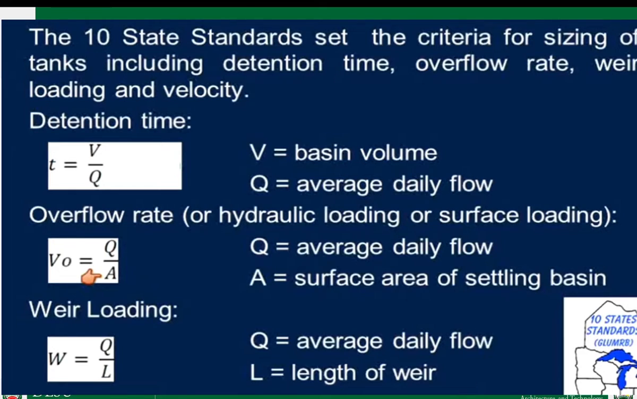And the overflow rate, sometimes the terms get interchanged with hydraulic loading or surface loading, is noted as V sub O equals Q over A, where Q is the average daily flow and A is the surface area of the settling basin. And for the weir loading, W equals Q over L, where Q is the average daily flow divided by L, which is the length of the weir.